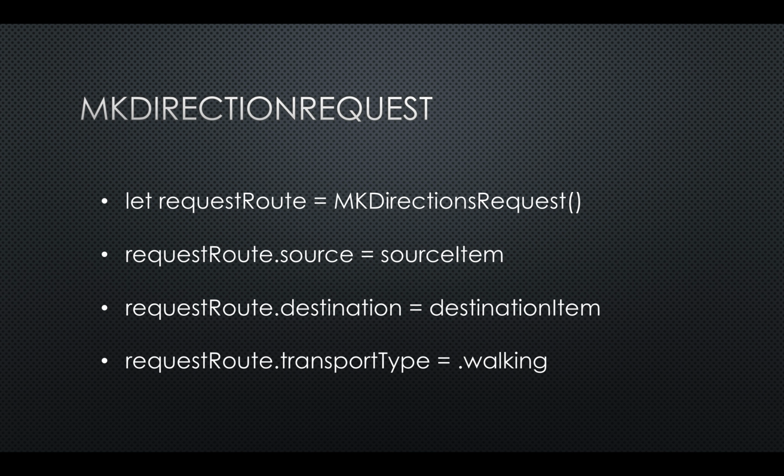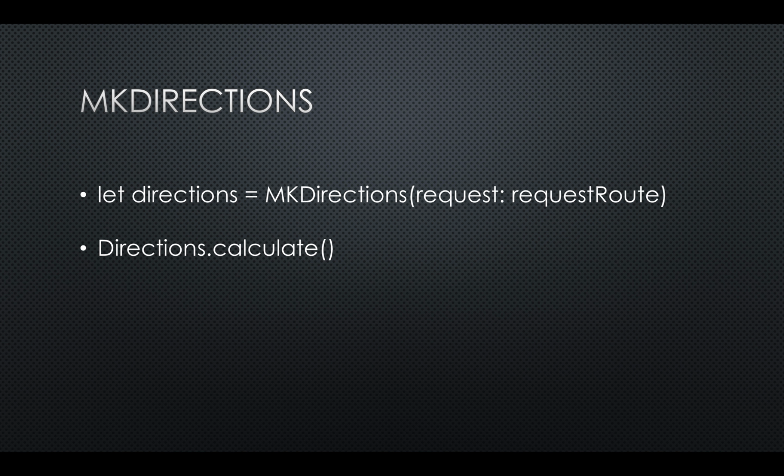The direction request is not actually getting the direction itself, but it's getting the request. So you're putting in the source and the destination and the type of transport, and here you'll see that I'm using walking for my running app, but you can use automobile or public transit as well. We just have to make sure that these four lines of code create the request itself.